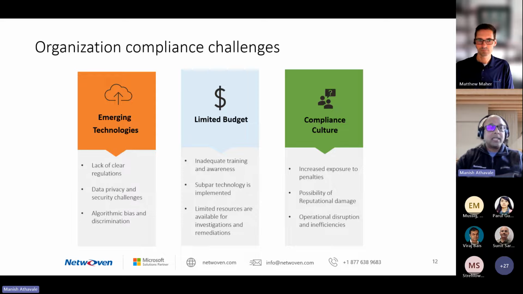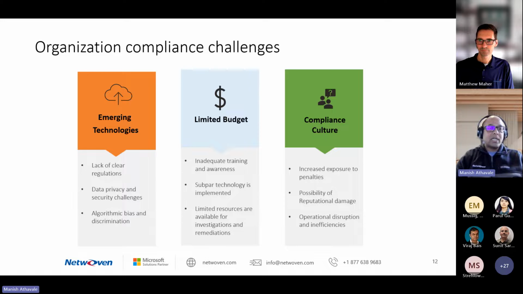Okay? Then the next one is limited budget. Not all organizations have unlimited budget to do compliance. Inadequate training and awareness can lead to your users and your data stewards lacking proper training and awareness of regulations as well as policies. That could cause a lot of issues, where there is an employee knowledge gap and you're not up to date with all the different compliance needs.